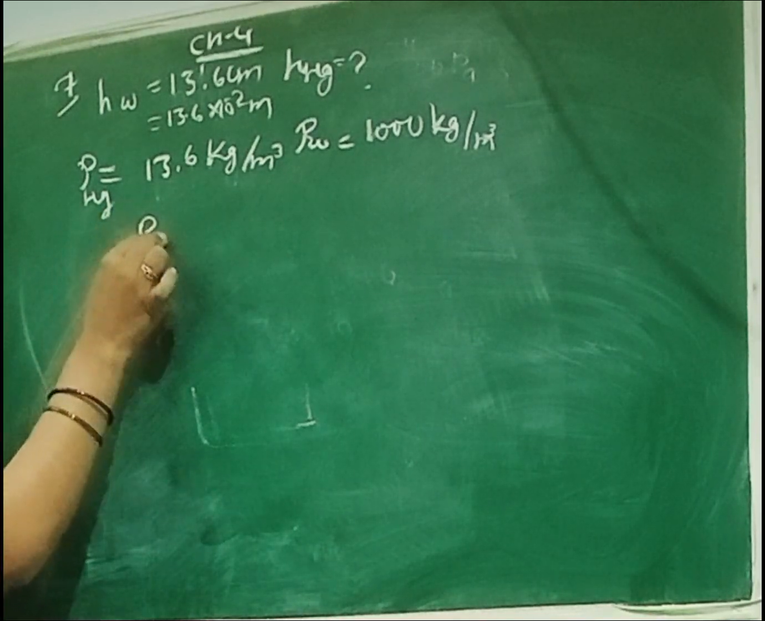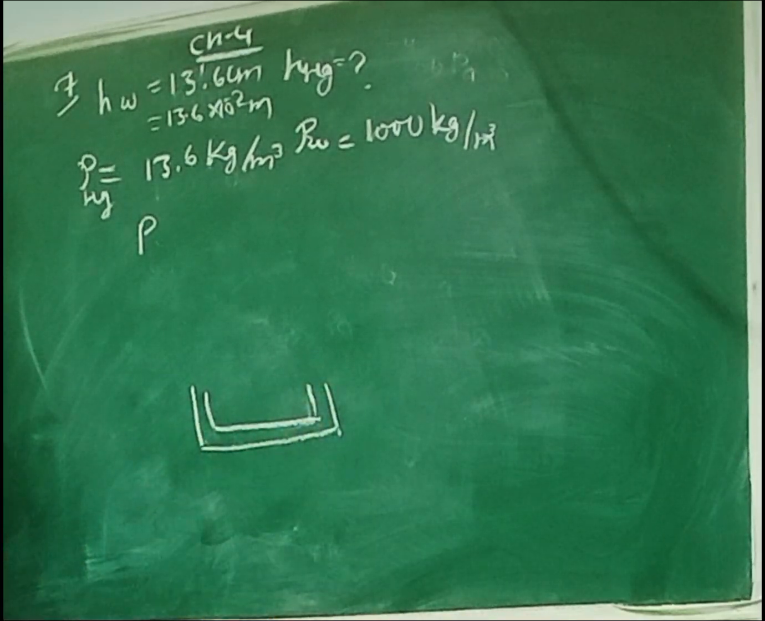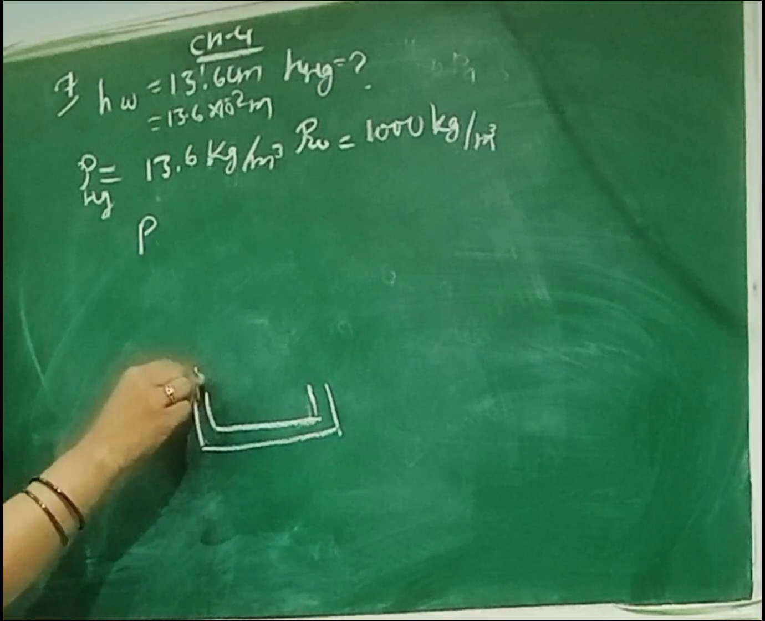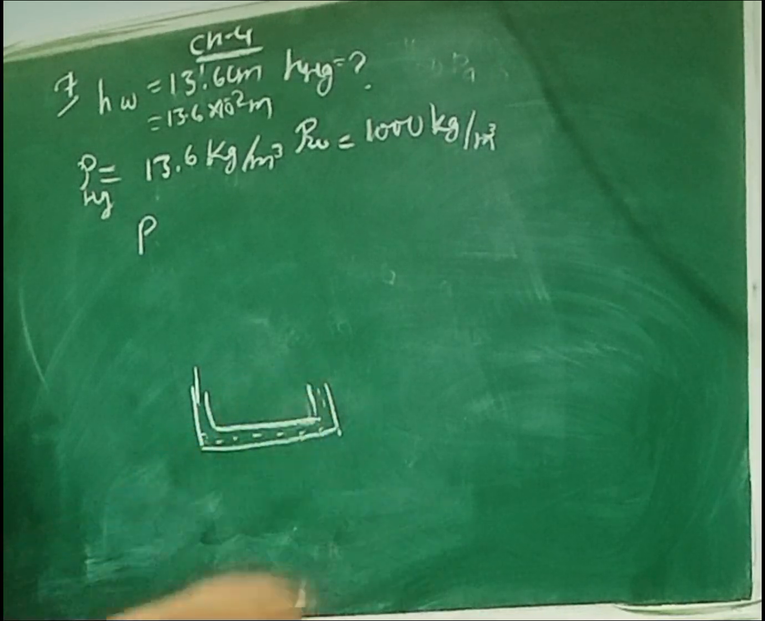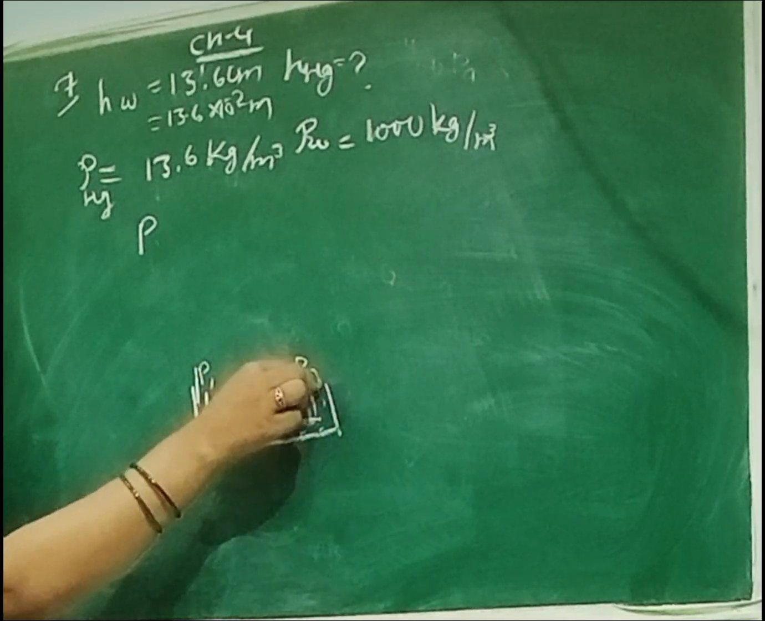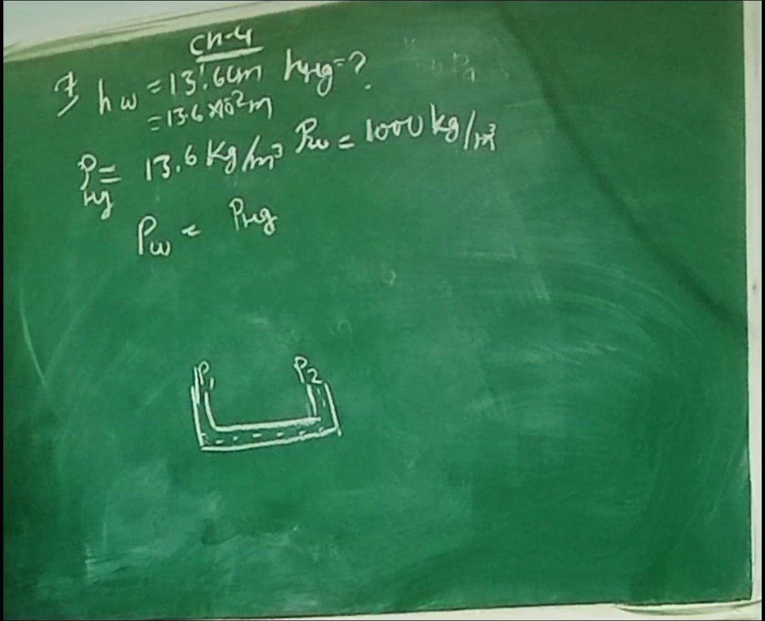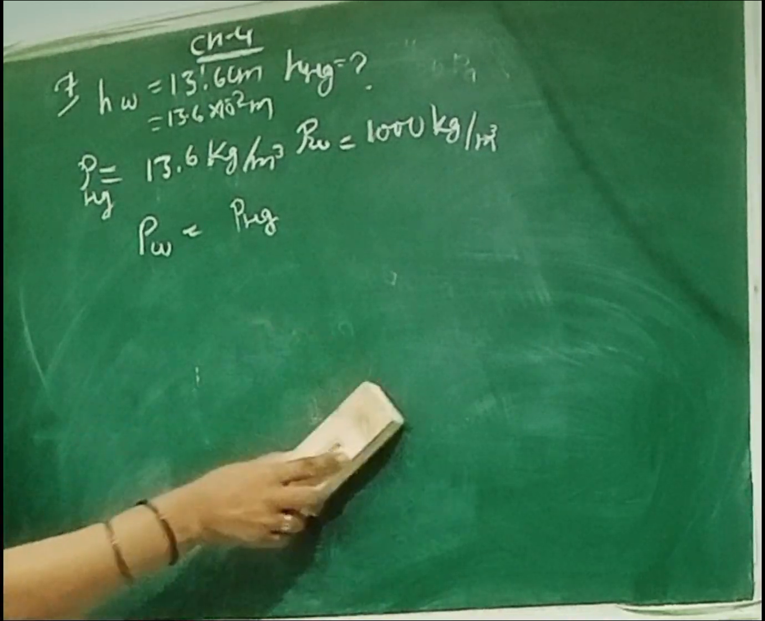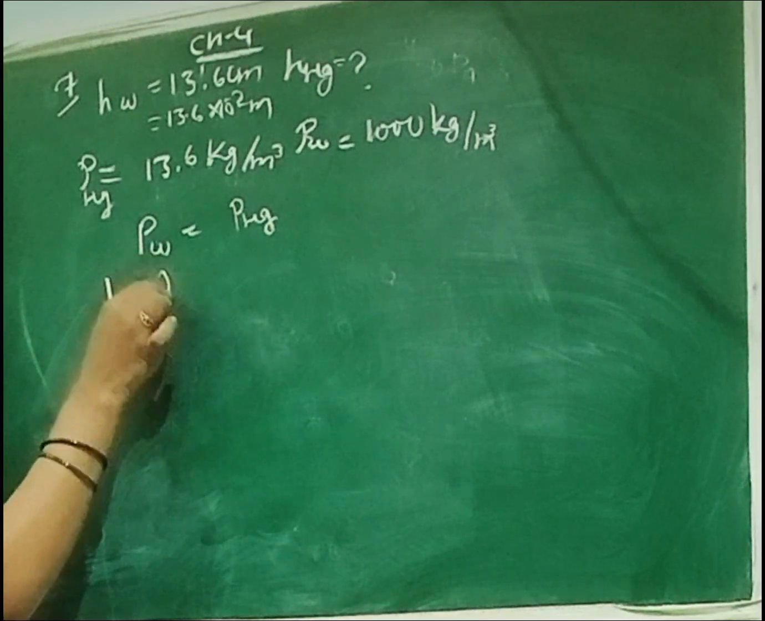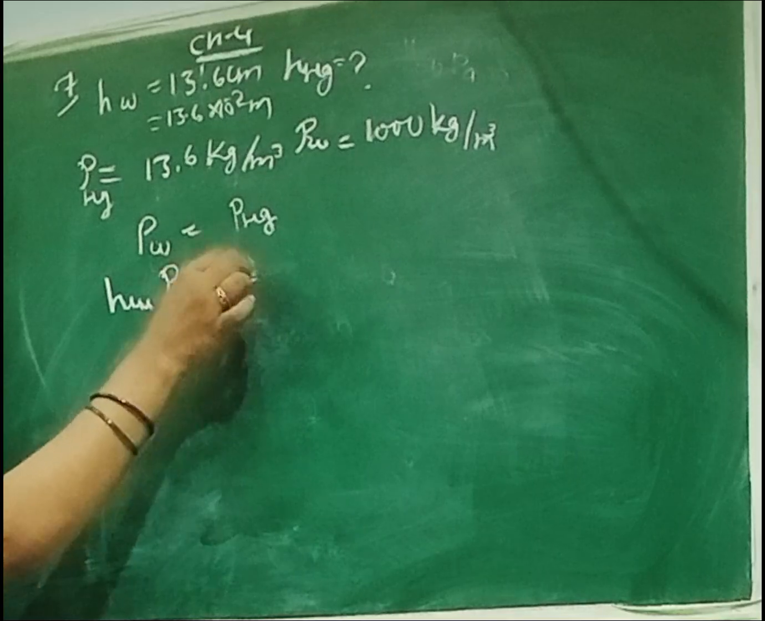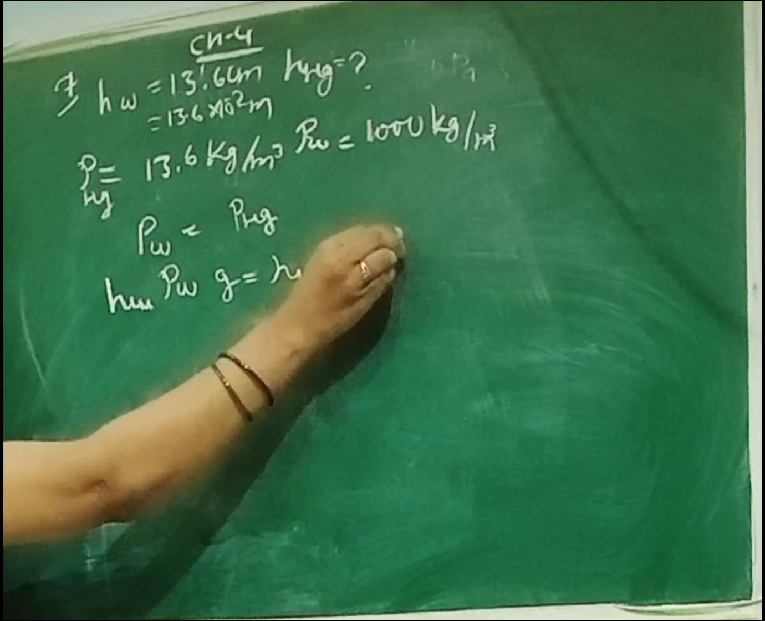So whatever pressure, these are the two arms of U-tube. Okay, manometer. If you pour water here, this water will apply the pressure. Whatever pressure is exerted here, this pressure will pass in the second tube, and the amount of pressure here and here will be equal. That is why pressure of water is equal to pressure of mercury. Okay. So here we know that P is equal to H rho G. So height of water into density of water into gravitational acceleration is equal to height of mercury into density of mercury into gravitational acceleration.